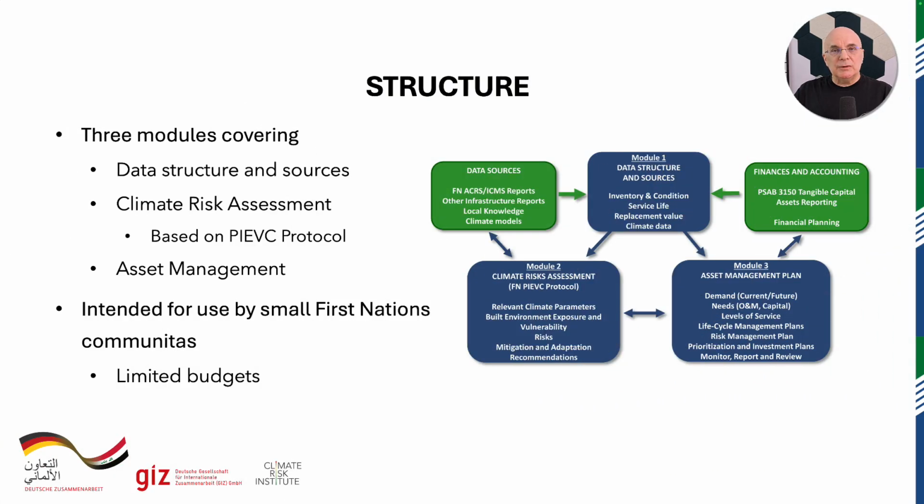There are 3 modules in the First Nations Toolkit: a data structure and sources module, a climate risk assessment that draws from the PIVC protocol, and finally an asset management module. It's intended for use by First Nation communities who are operating on limited budgets and limited resources.